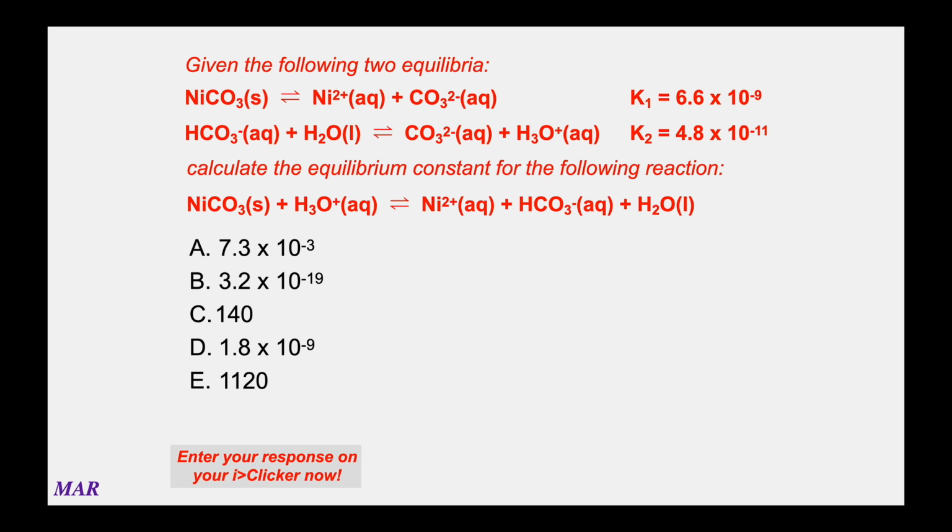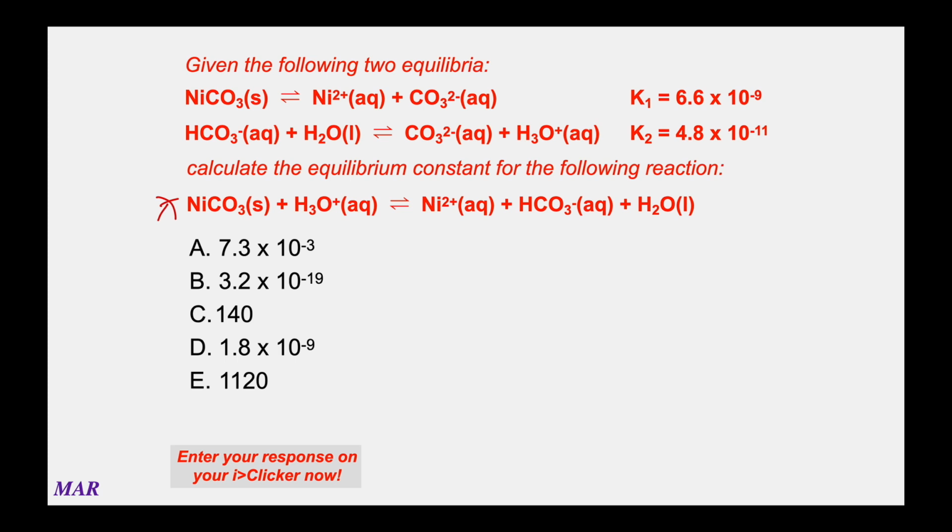I'd like you to take those 2 equilibria and find the equilibrium constant for this reaction right here, which is nickel 2 carbonate plus hydronium, making nickel 2 plus, hydrogen carbonate, plus water. And one of those 5 answers there will be the right one. So at this point, I encourage you to pause the video and work on the problem. And when you think you've got a good answer, unpause it and we'll talk about what the answer actually is. Pause your video now.